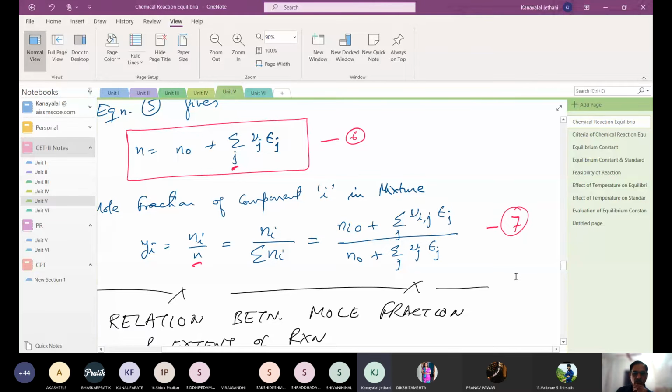y i is equal to ni0 plus summation over j of nu ij into epsilon j, upon n0 plus summation over j of nu j epsilon j. This equation is now to be applied to find out y for each of the components.